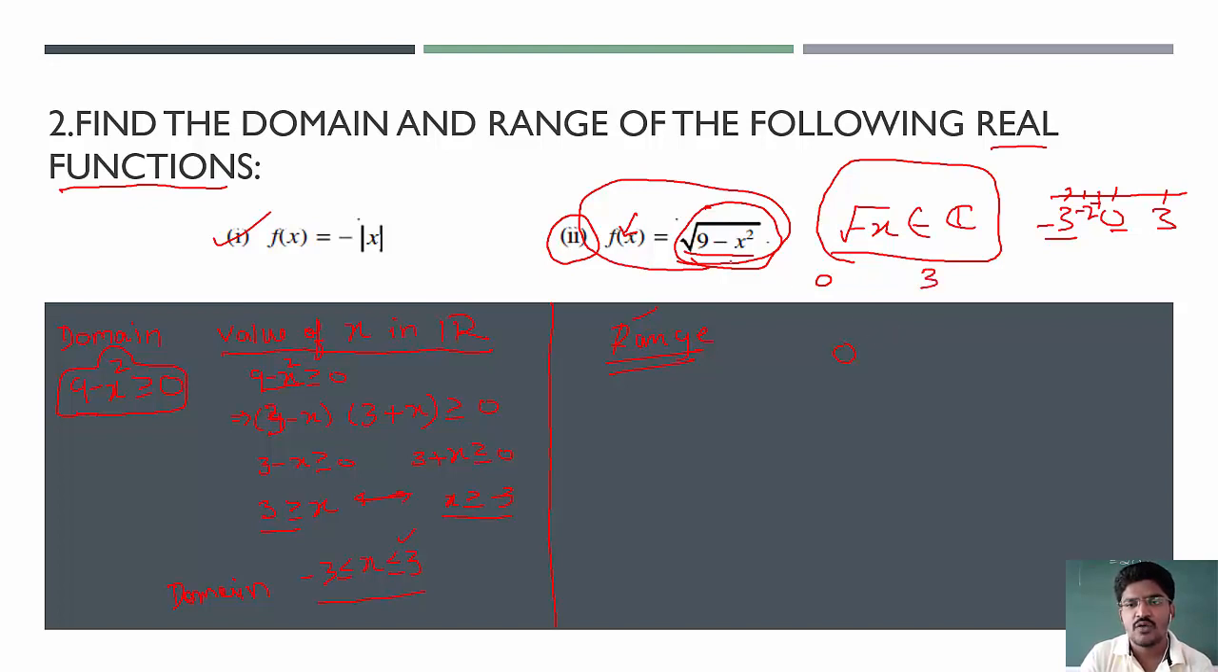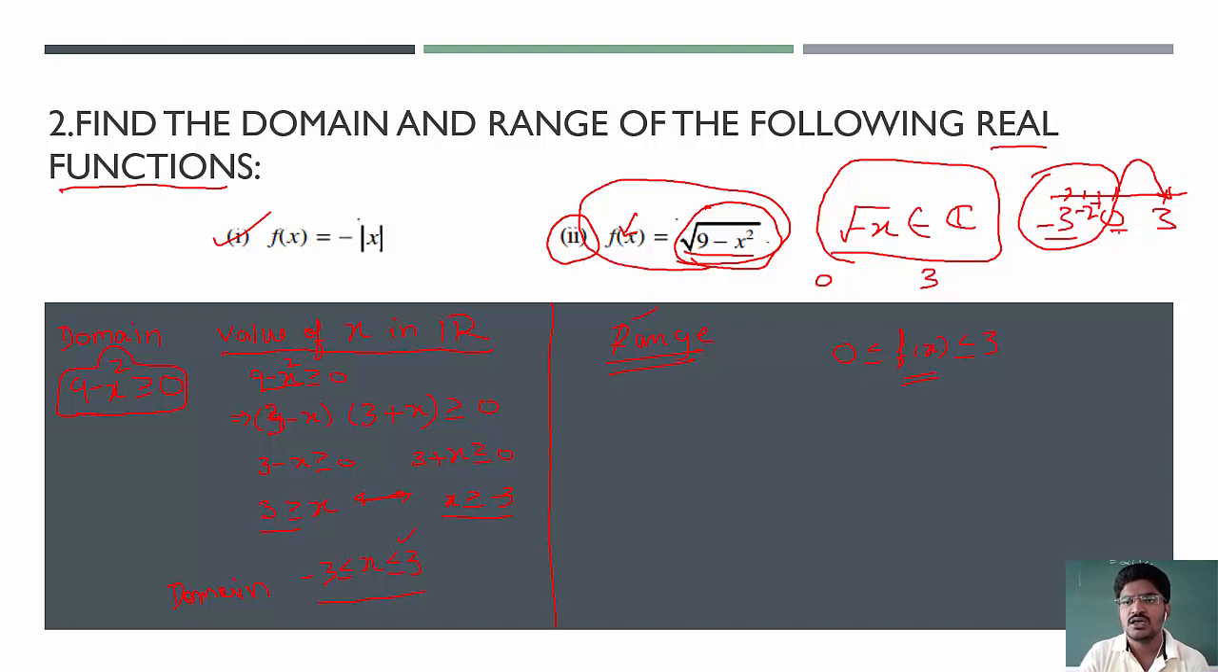That means our f of x is greater than or equal to 0 as well as lesser than or equal to 3. F of x means output, that is range. This is half the story, where from minus 3 to 0. But what about 0 to 3? Again you are going to get the same terms.